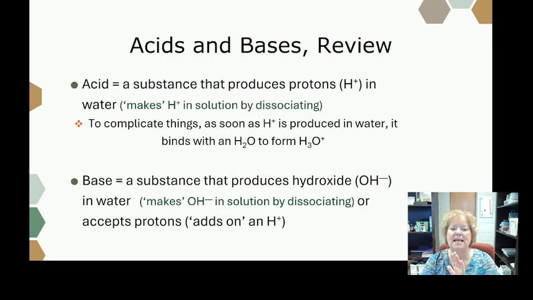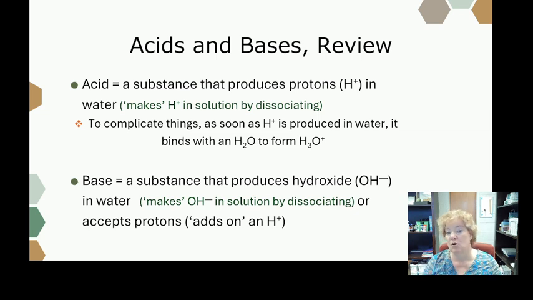Quick recap, an acid is a substance that produces protons, H+ ions, in water. To complicate things, as soon as we make them, they stick to a water, so it really would be represented as H3O+ hydronium ion, but don't worry about that. H+ in this case, for right now, is going to be fine.